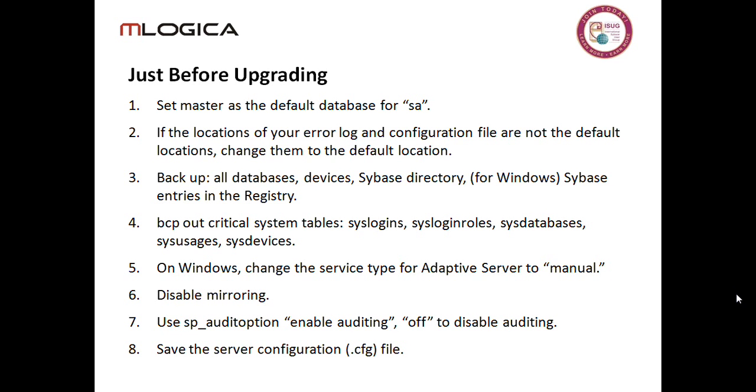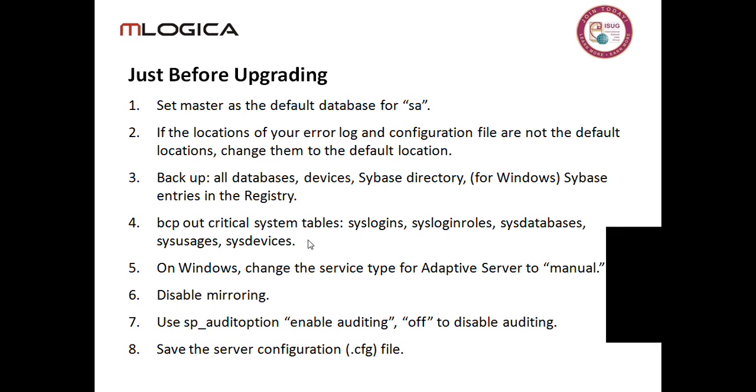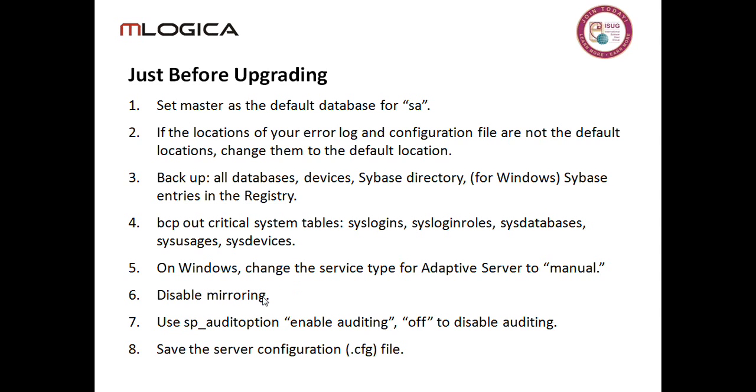One of the things that it did do for the large data support is to change the way that the device mapped to the usages table. So we're no longer doing a between join to get from point A to point B. Disable mirroring if in fact you're using it. I don't know anybody who's still using database mirroring these days. Turn the audit option to off, disable your auditing, save your config file.